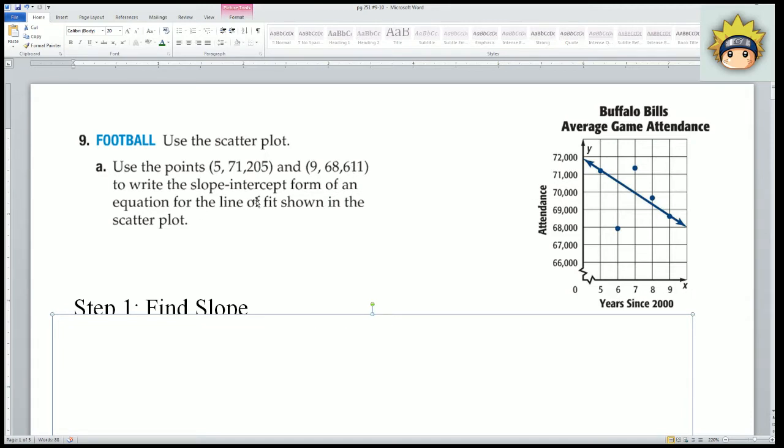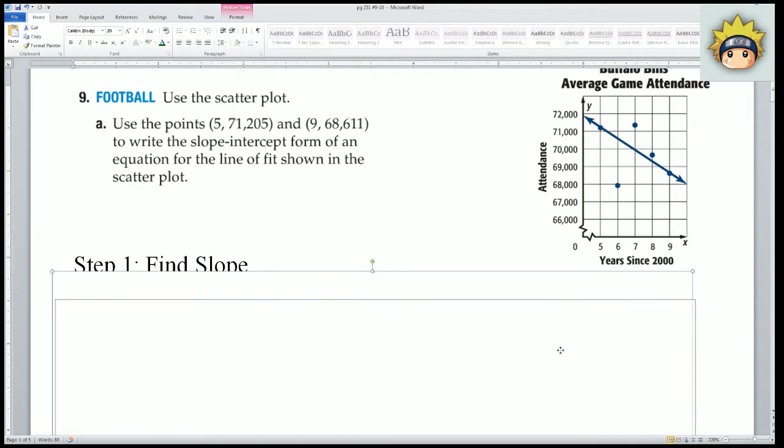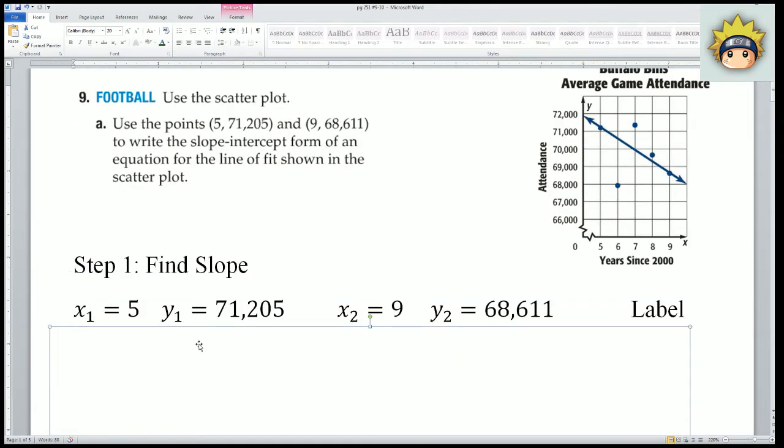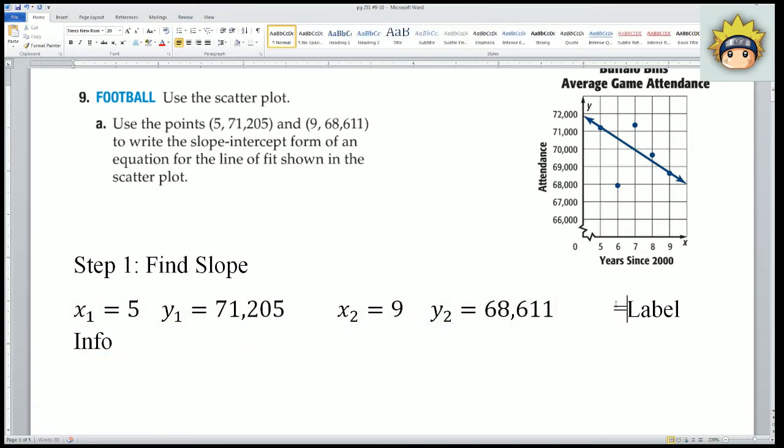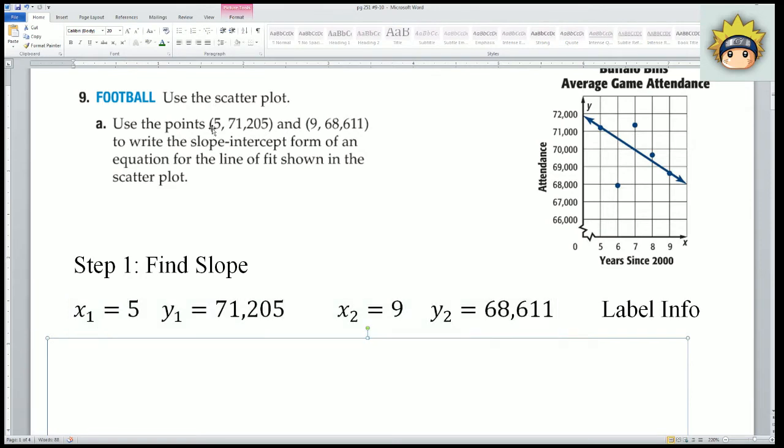Okay? So the first thing to slope-intercept, exactly like the name, it says find the slope. Here's the slope. This is the information I labeled. x1 is equal to 5, y1 equals 71,205, x2 is 9, y2 is 68,611. This comes straight from the information. This is just labeling the information that I got.